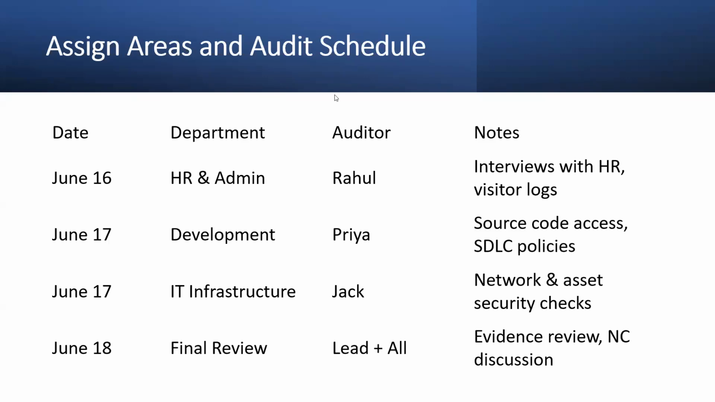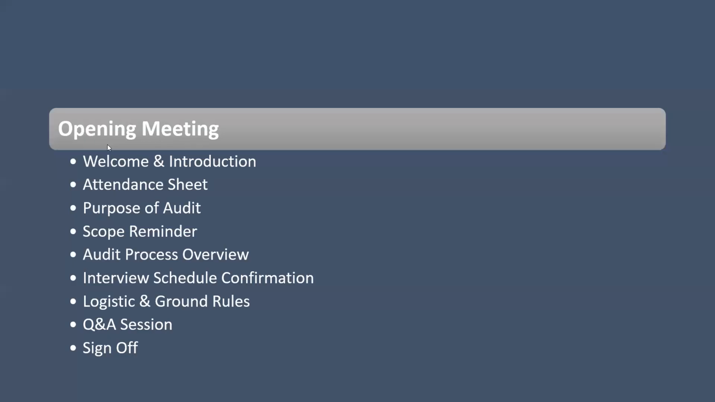Okay, now once the schedule has been prepared, this schedule will be discussed in the opening meet, the first day. This opening meet will be between the management and auditor, and your team leader is going to initiate this meeting. Okay, so first welcome and introduction is given, then the attendance list will be filled, then the discussion about the audit, why we require this audit, that purpose will be discussed, then the discussion on the scope. Okay, then the discussion on the process, how the audit will be conducted.